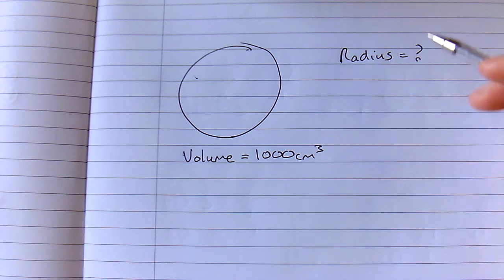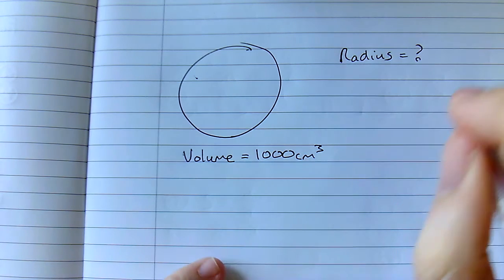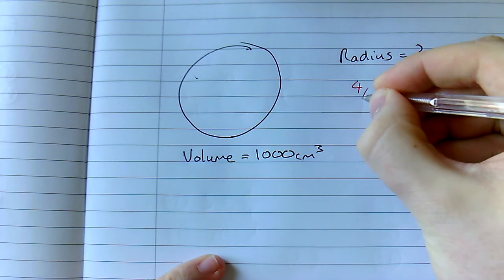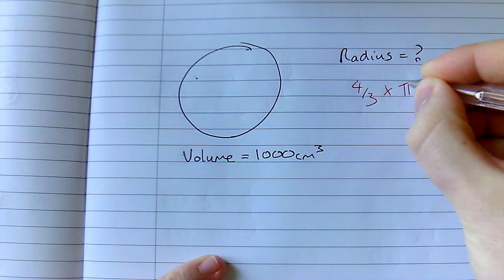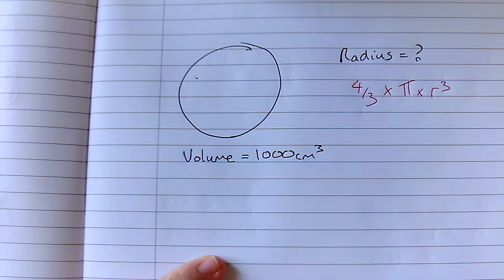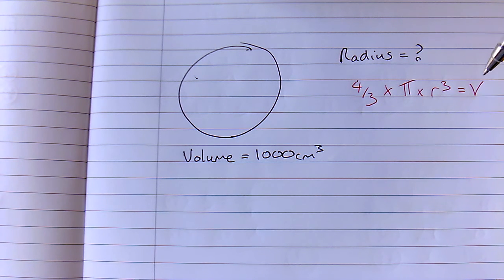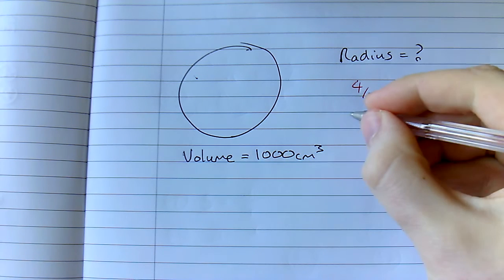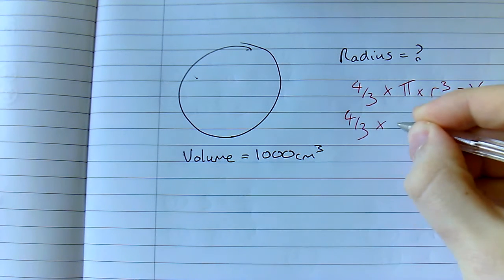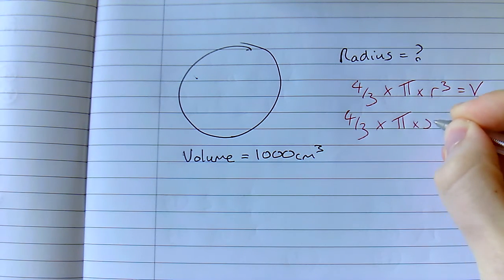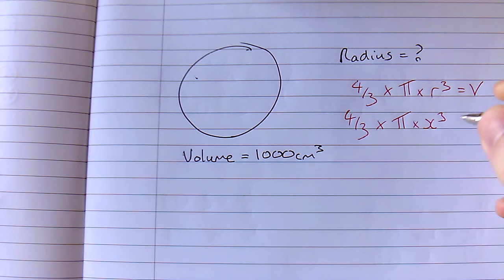Before I start this question, I'm going to write my formula down again. Always rewrite that formula. So 4/3 times pi times radius cubed is equal to V, which is our volume. My next step, substituting what I know. Well, I don't know the radius, but I do know the volume. So I'm going to write 4/3 times pi times x cubed, just so we know I want to find it, equals 1000.